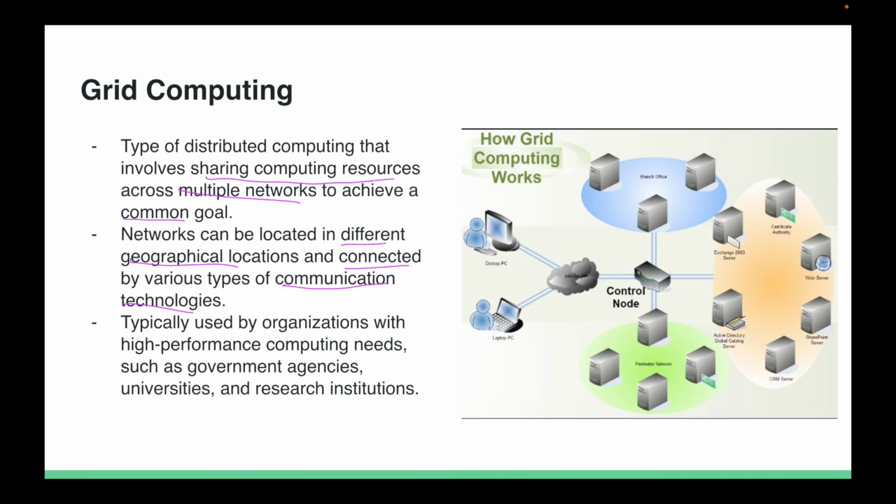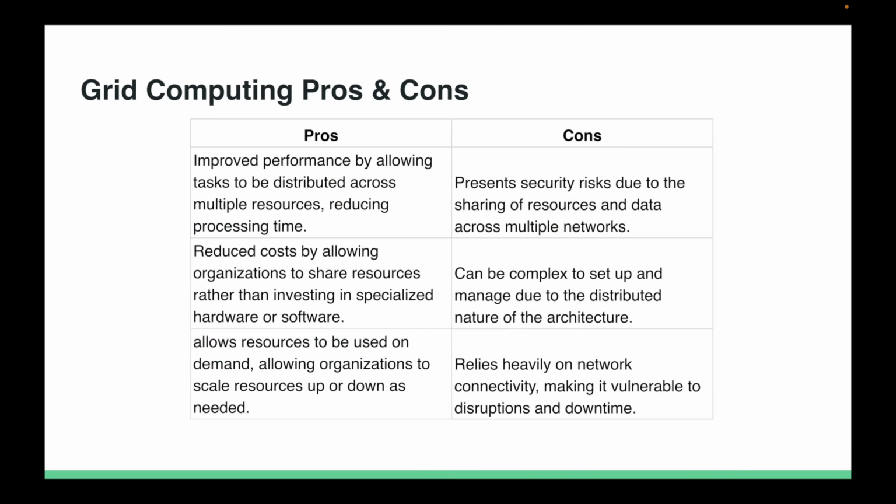So you basically have different branches, if you will, different computer networks in different geographical locations, all devoting their resources, potentially being coordinated by a control node towards a singular task. And that may be something involving, I don't know, nuclear weapons, or something that's really computing intensive, right? So typically, grid computing is used for high-performance computing needs in government agencies, universities, or research institutions. Some type of modeling or scientific computing. Now, there are some pros and cons.